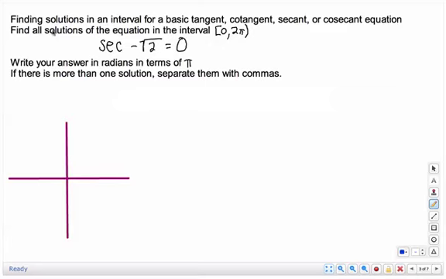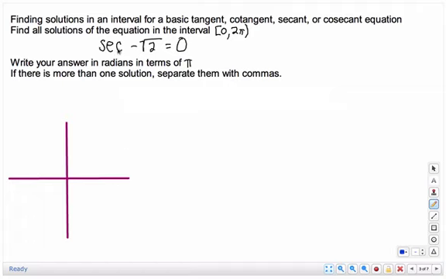In ALEKS, they ask you to find solutions in an interval for the basic tangent, cotangent, secant, and cosecant equations. They ask you to find all the solutions for the equation in the interval of 0 to 2 pi. So remember, this bracket means that 0 is part of the solution. The parenthesis means that 2 pi is a boundary, not part of the solution. So your answer is going to be anywhere from 0 to 2 pi, but not including 2 pi.